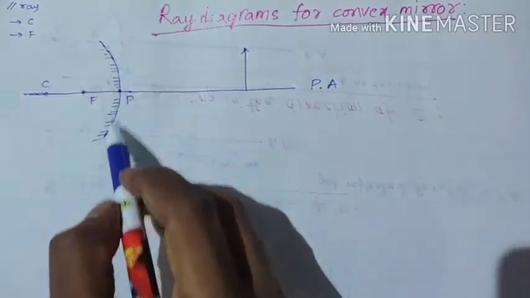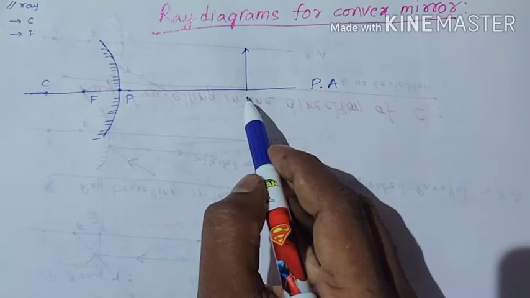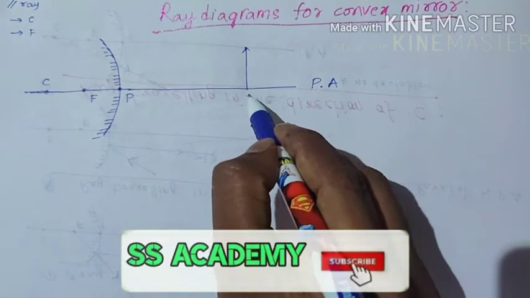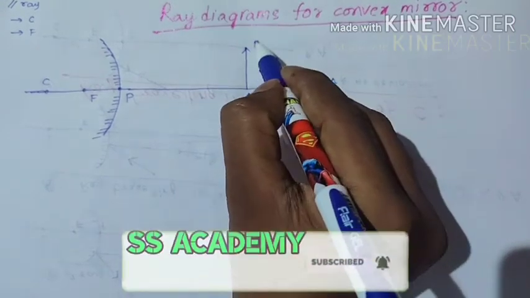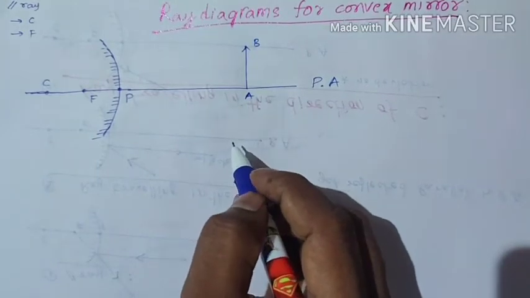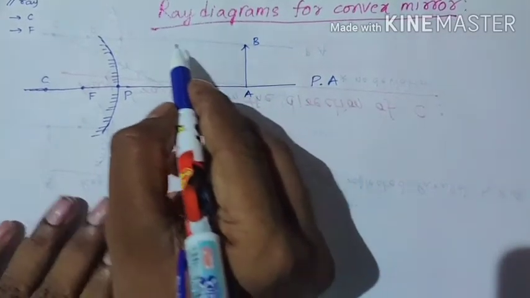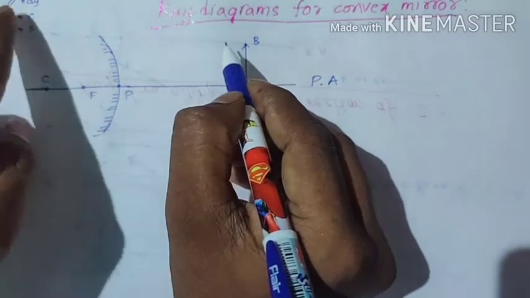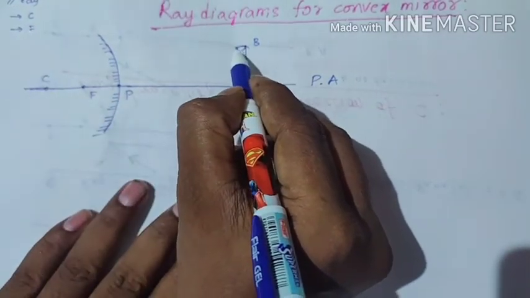For this I have taken a convex mirror, and I have also taken an object, labeled AB. We know that to draw a ray diagram, at least we need two rays. So I am taking the first ray. You know that the first ray is the parallel ray.